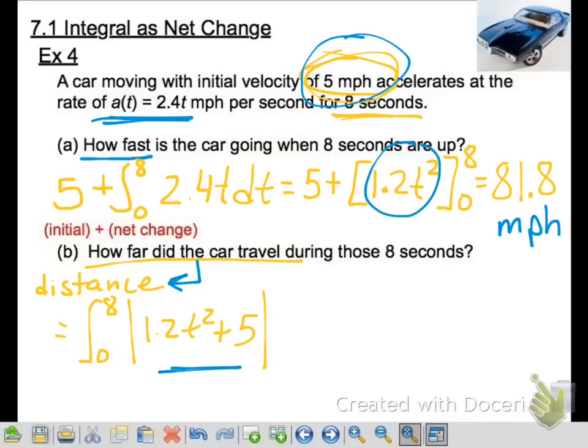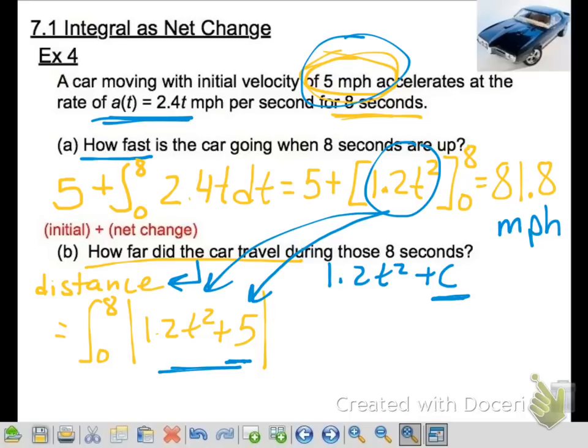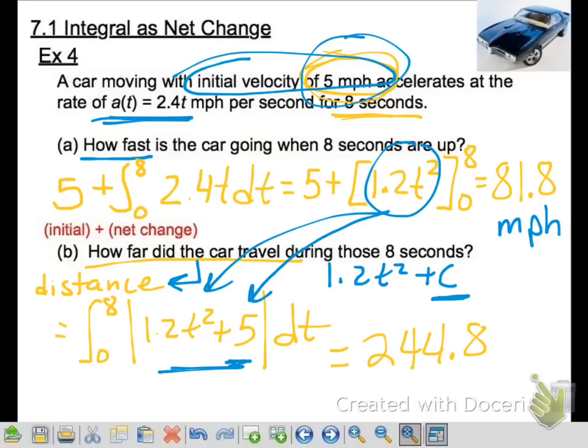Now we did find the antiderivative up here, but I've added something else here. I've added a 5. Where did that 5 come from? Well, my antiderivative should have been 1.2 t squared plus a constant. The constant, when we're dealing with this kind of problem, is always our initial point. We have an initial velocity of 5. So if we're starting at 5, then we're just adding that wherever we're at. And so for my velocity formula, we're going to have that plus 5 in there. And putting this into my calculator, it will come to 244.8.